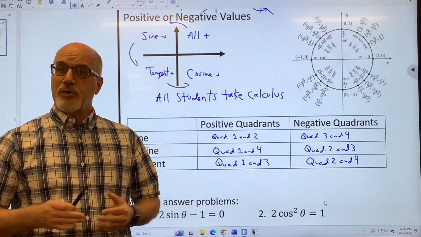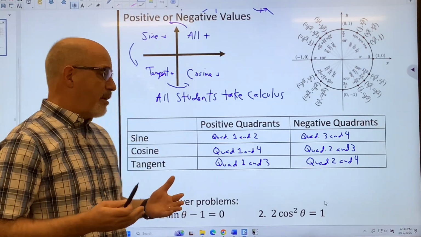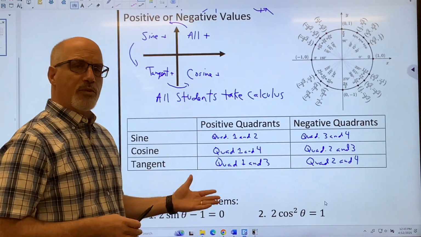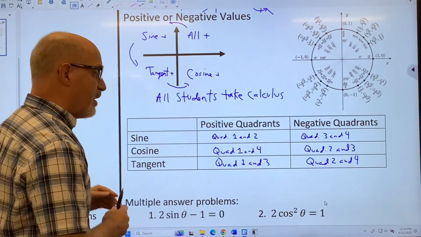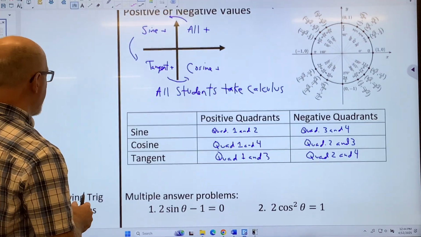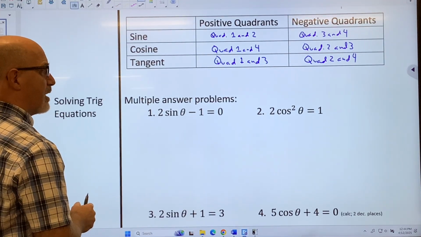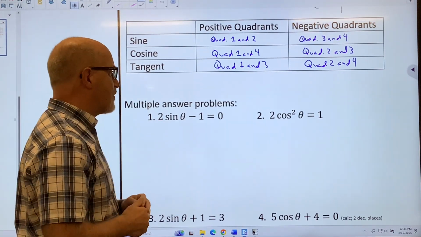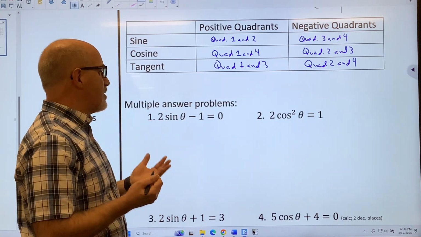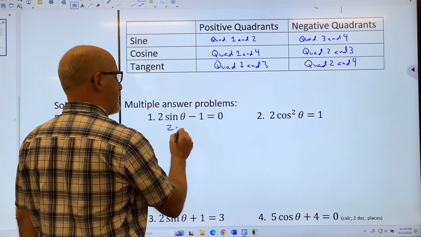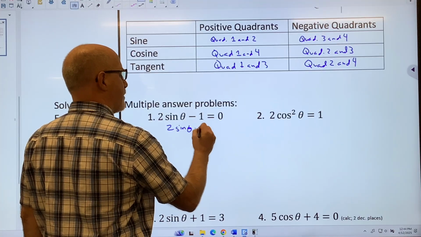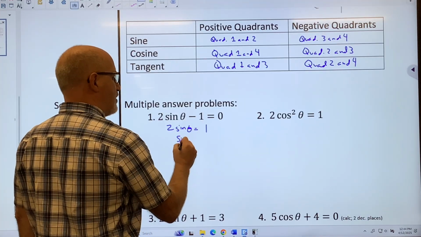So our next steps will be to take this information and then apply it to actual problems where we'll get multiple answers. In fact, we'll list it so you get an infinite number of answers because of the repetitive nature of sine, cosine, and tangent. So let's look at this first problem. What we'll do on this is just to solve for sine, get it by itself. So we're going to add 1 to both sides, and then divide by 2.